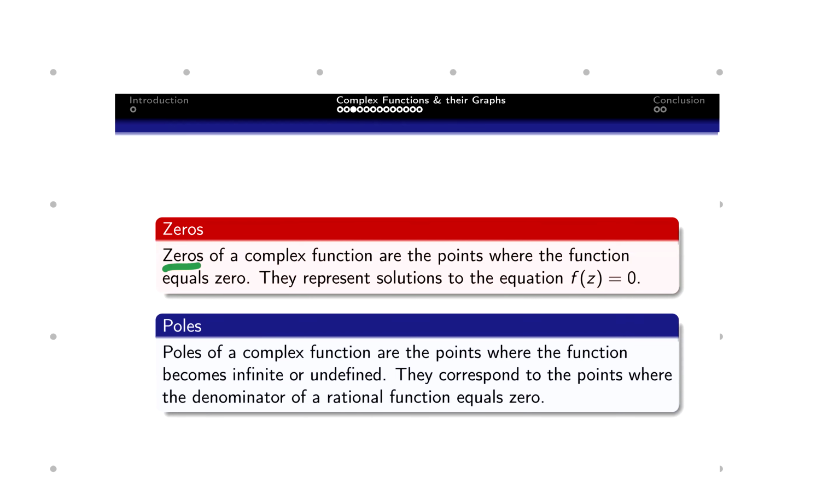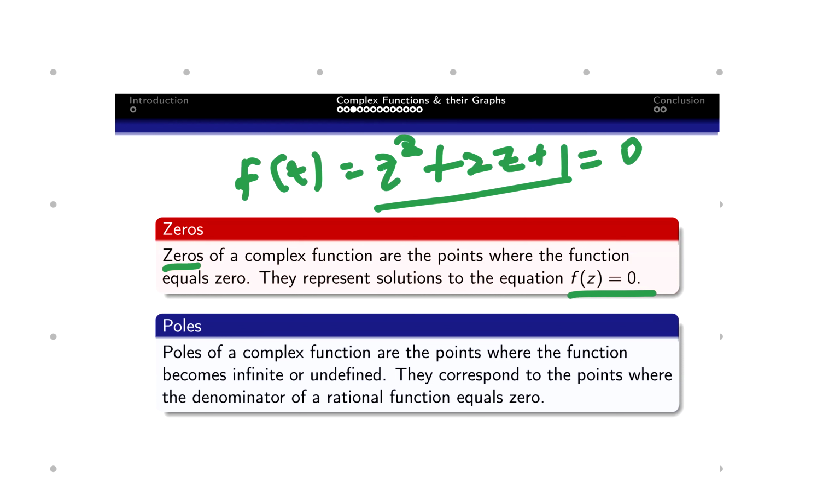If you're looking for the zeros of the f of z that we just considered, which is z squared plus 2z plus 1 equals 0, it means you're solving this for z. Here it's more like, can we factorize this? I think factorization is possible.